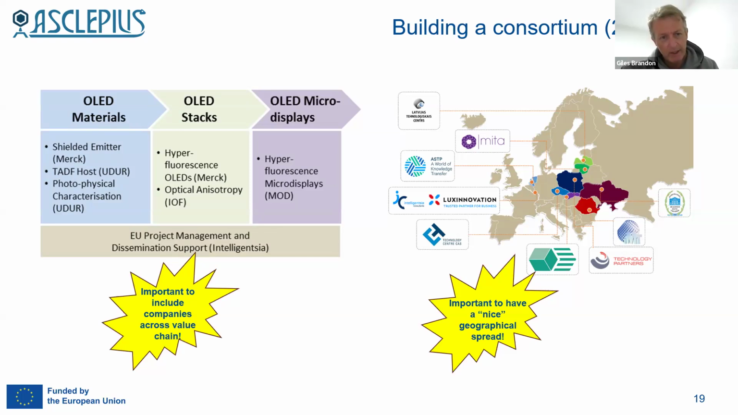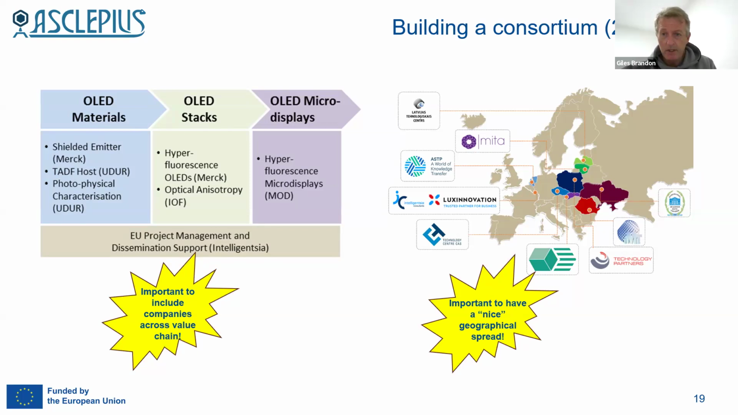So in the case of this particular project, which was called Hyper OLED, we wanted to show that with our consortium, we covered what we call the value chain for this technology. We had partners going right from the development of OLED materials to OLED stacks to OLED displays. So that was the figure that we used there.